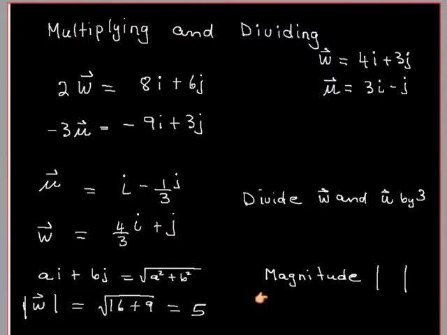Magnitude of the vector. If you have a vector ai plus bj, the magnitude is given by the square root of a squared plus b squared. So let's consider vector w here. The magnitude of the vector w would be 5.